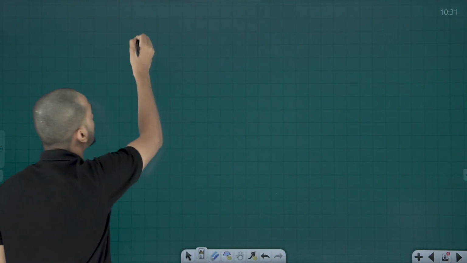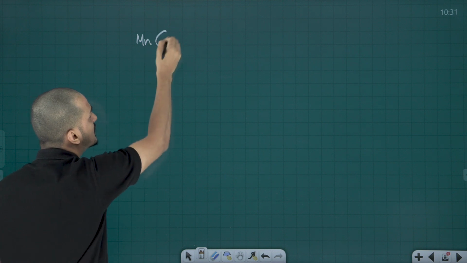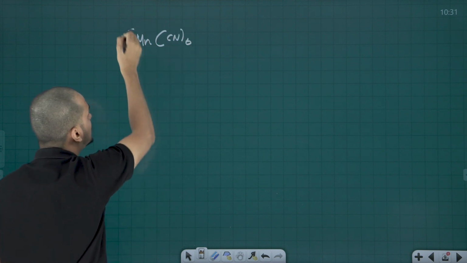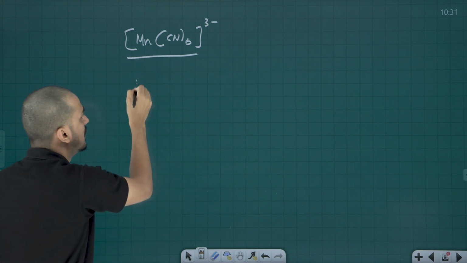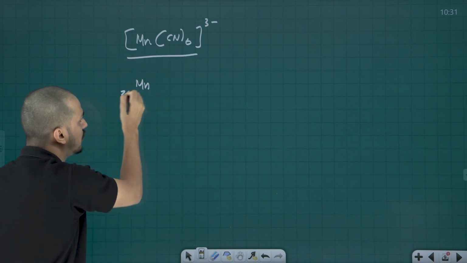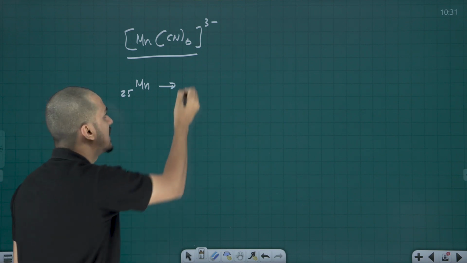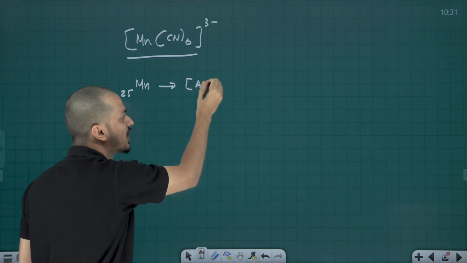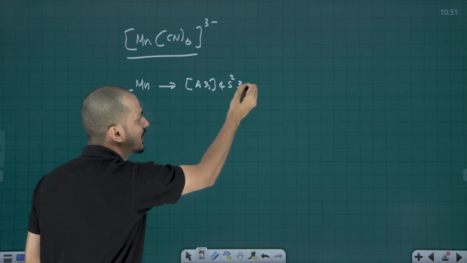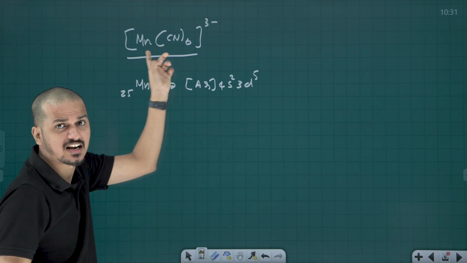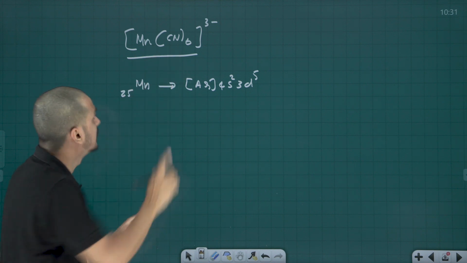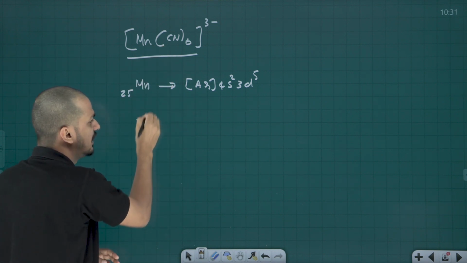Mn(CN)6 3 minus. Here the central metal atom is manganese. Manganese atomic number is 25. Electronic configuration is argon 4s2 3d5. But in this case, the central metal atom charge is 3 plus. Manganese charge is 3 plus.